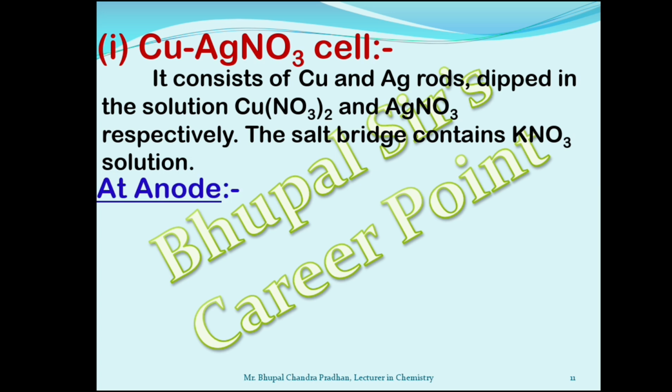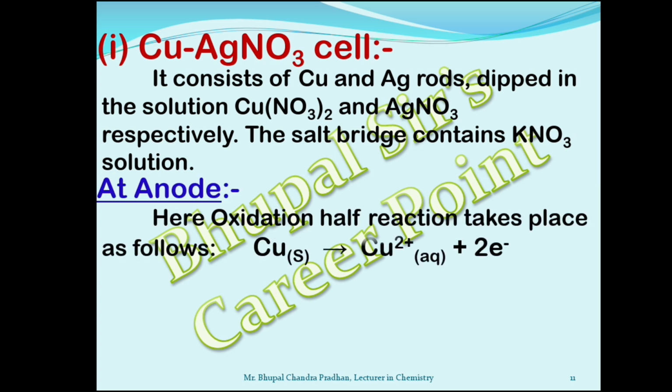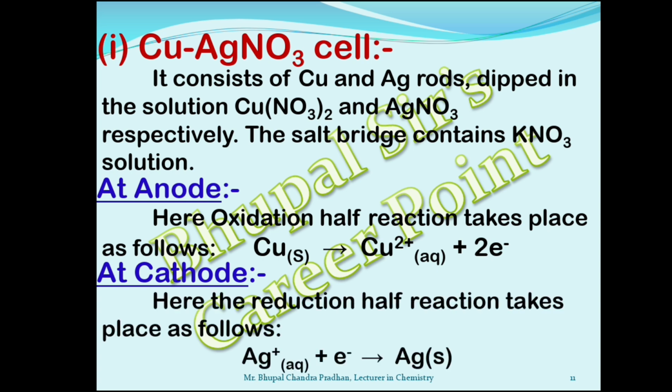At anode, what happens? At anode, the oxidation half reaction takes place. Copper solid dissolves into the solution as Cu2+ ions by losing 2 electrons. And these 2 electrons flow through the copper wire and reach the cathode. At the cathode, Ag+ coming from the solution gains 1 electron and becomes silver solid.